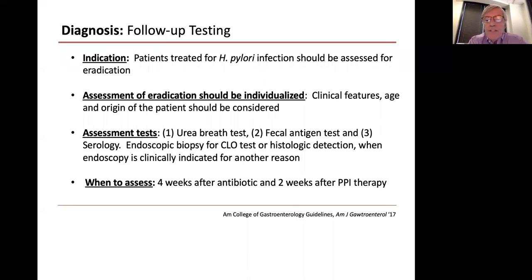The assessment tests: the urea breath test, again, unfortunately, we don't do that here. Fecal antigen test, patients don't like to do that. Serology. Endoscopic biopsy for the CLO test or histology is problematic in that you have to do endoscopy. So when do we assess? Usually 4 weeks after the conclusion of antibiotic therapy and 2 weeks after PPI therapy.